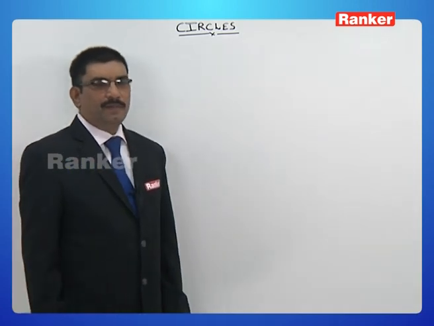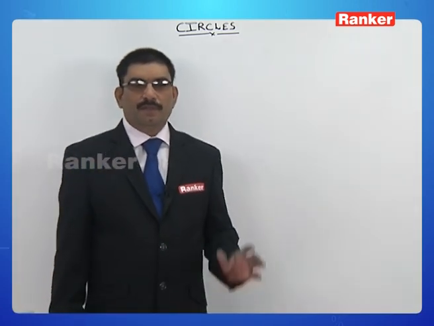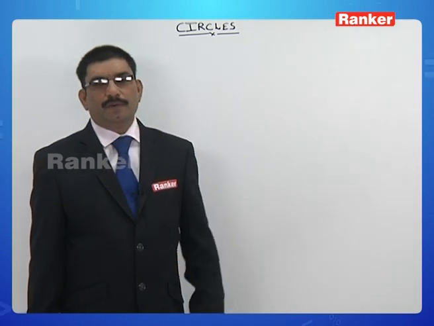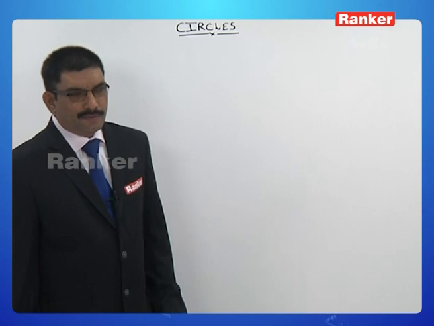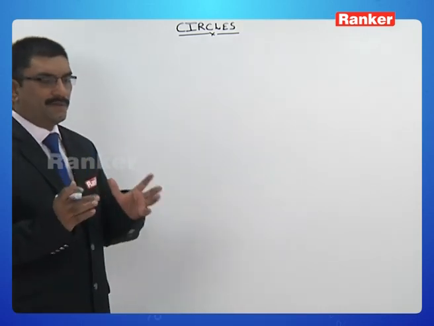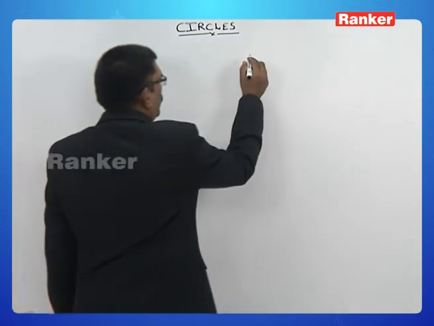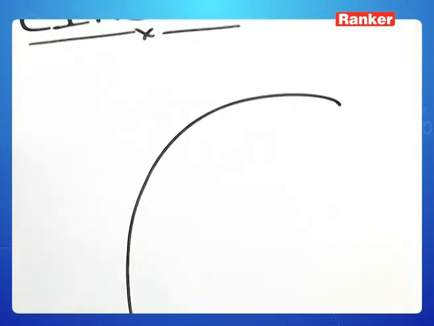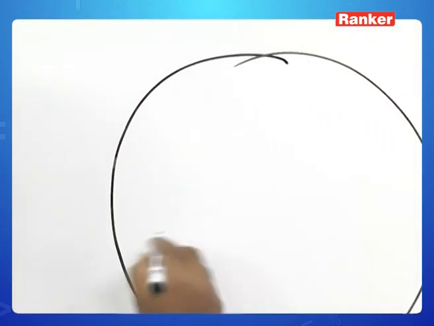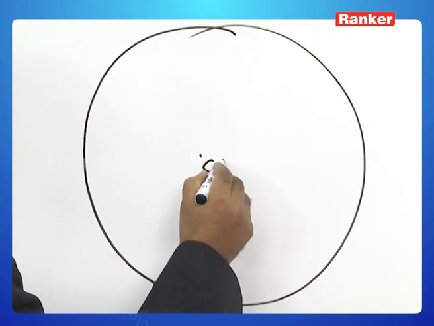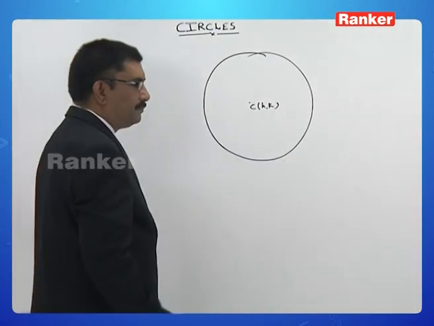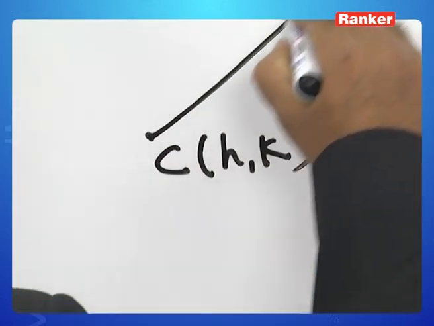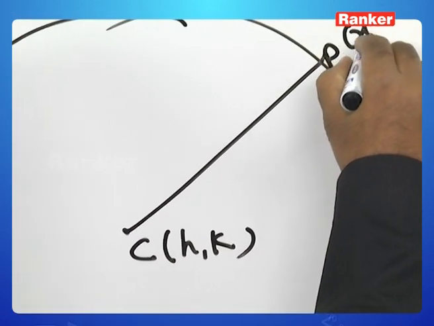Today we shall discuss an important chapter in coordinate geometry, circles. So let us start with the basic definition. Let C be the center. Call it H comma K, and take a point P of X comma Y.